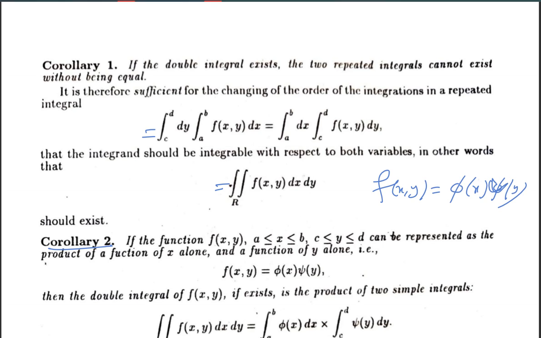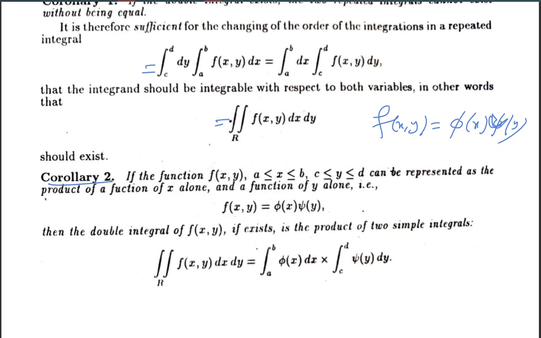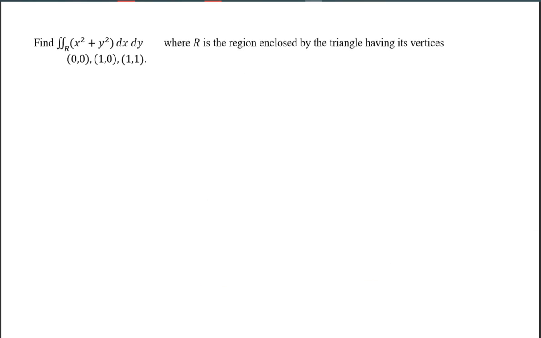In that case, you simply write this integration will be equal to the integral from a to b of phi(x) dx times the integral from c to d of psi(y) dy. You can consider this as a property: you need to find this value, and you can multiply these two things. Okay, so these are some things. Now let me go through one example, it will be more clear.